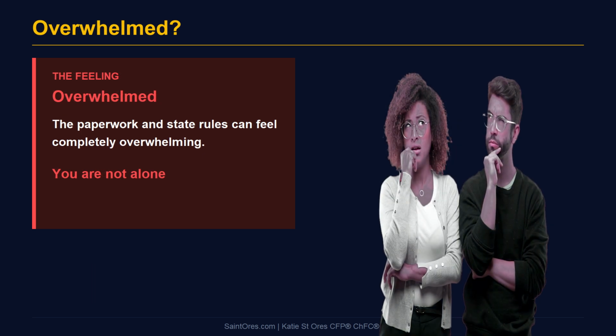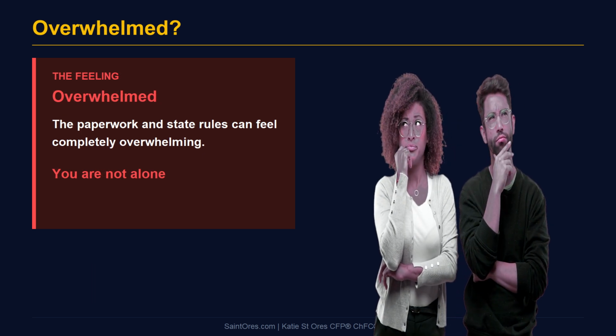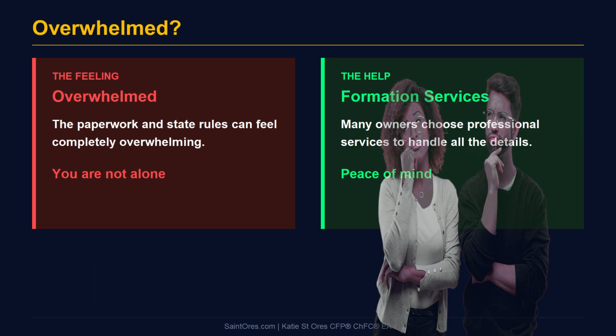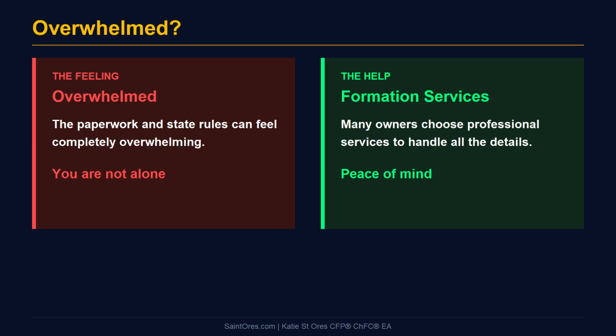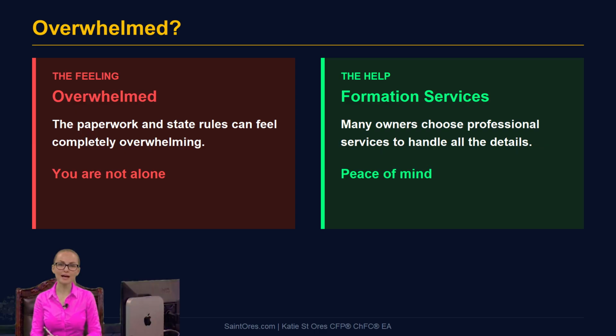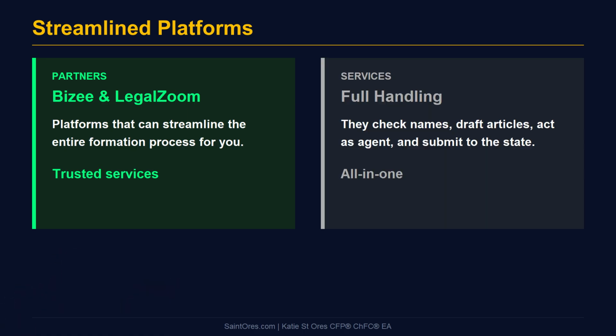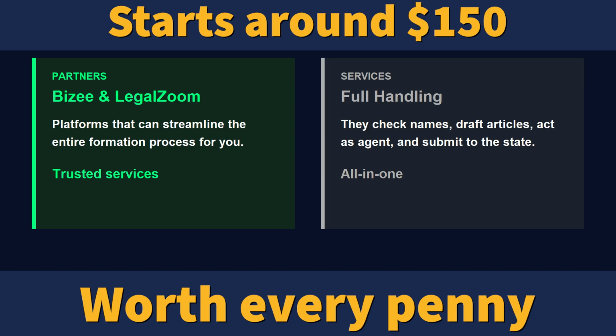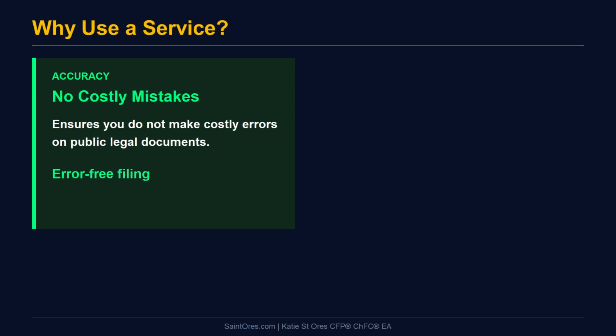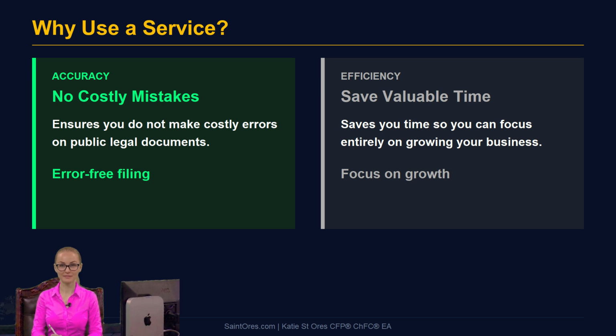If you feel overwhelmed by the paperwork, you do not have to do it all by yourself. Many business owners choose to use professional formation services to handle the details. Platforms like Busy or LegalZoom can streamline the entire process for you. They will check name availability, draft the articles, act as your registered agent, and submit everything to the state. Using a professional service ensures that you do not make costly mistakes on public documents. It also saves you valuable time that you can spend focusing on growing your business.